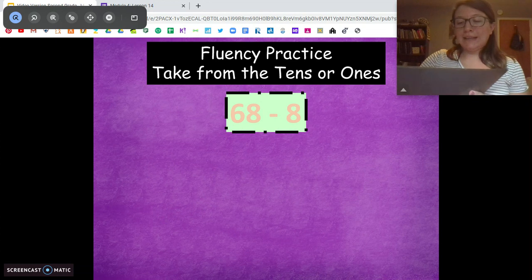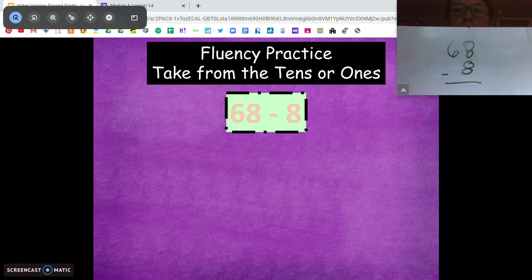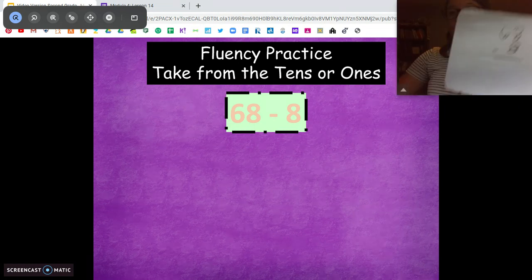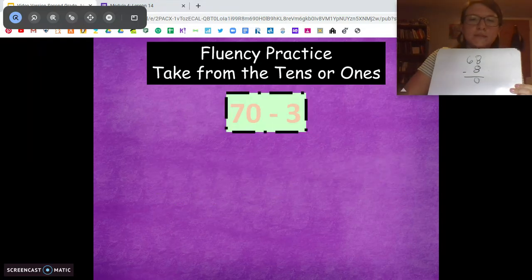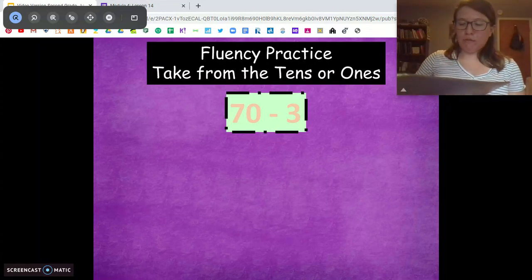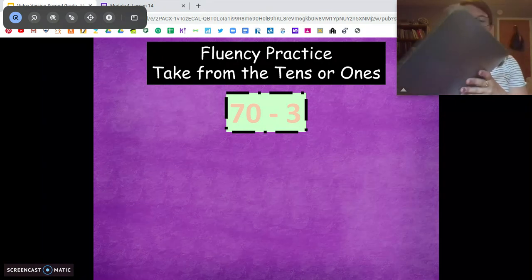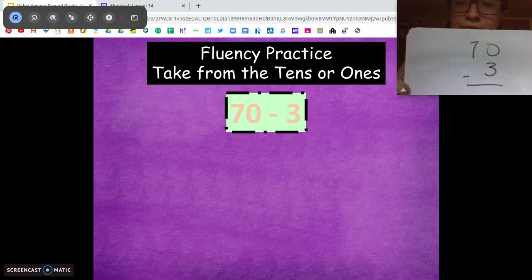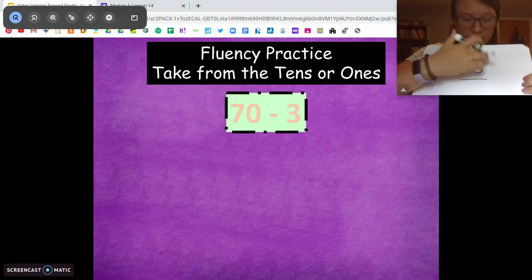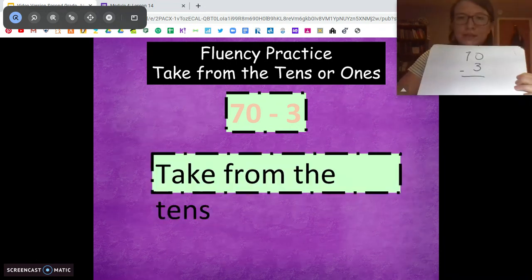68 minus 8. A little bit tricky, but you got this. Do we have to take from the tens for this one? We don't, right? Because 8 minus 8, we can just get 0 there. So we can take from the ones. 70 minus 3. Sometimes the zeros mess me up a little bit. Ooh, not 60 minus 3, I'm sorry. 70 minus 3. So if there's a 0 up there, can we take 3 from 0? No, so we're going to have to take from the tens.